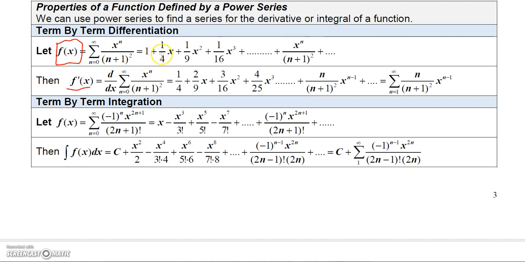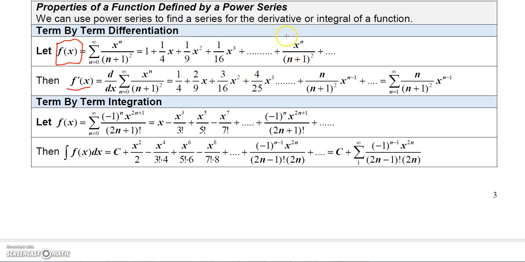So for instance, if you differentiated 1, you would get 0. If you differentiate 1/4 x, you get a fourth. If you differentiate 1/9 x squared, you'd get 2/9 times x. 1/16 times x cubed would give you 3/16 times x squared, and so forth.